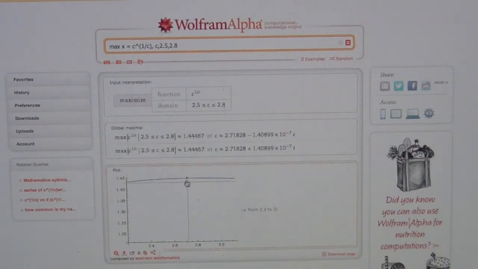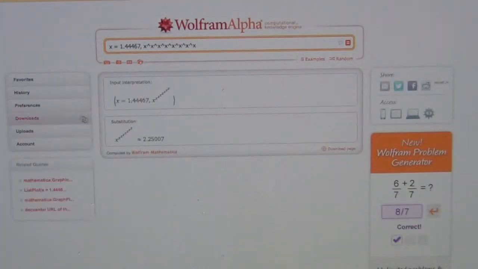So now that we know the maximum value of that graph, what happens if we put in numbers on either side of that? So let's say I let x equal 1.44467, and I look at x to the x to the x to the x, and so on. What does Wolfram Alpha tell us about that? Hey, it tells us it's about 2.25. It's close. From our equations, it says this should eventually converge to e, 2.71. So it is getting close.